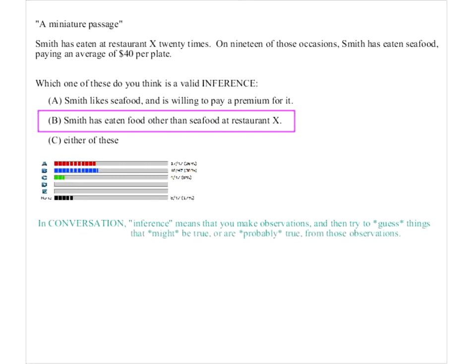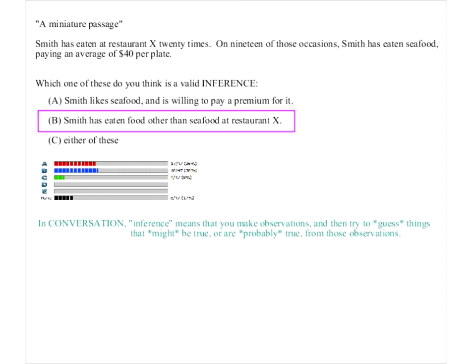Okay, that's what inference means in conversation. So for example, if I told somebody this, and I said, what would you infer? Yeah, they would probably say this. They would probably say Smith must really like seafood, and Smith is willing to pay quite a bit of money. The problem is that's not what it means on the GMAT.